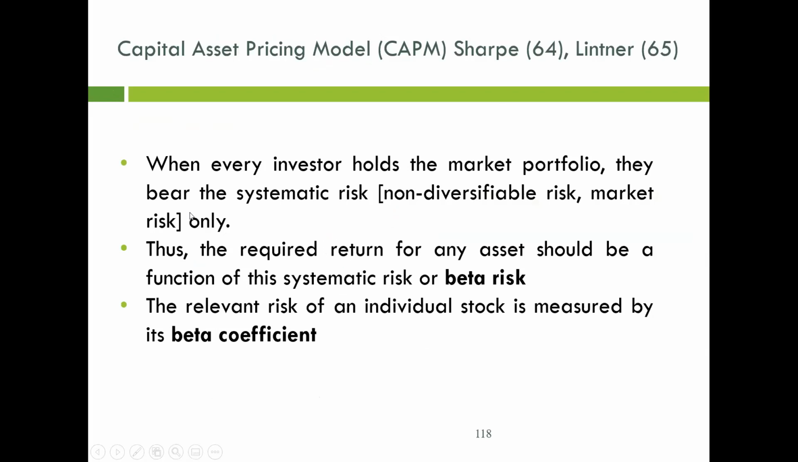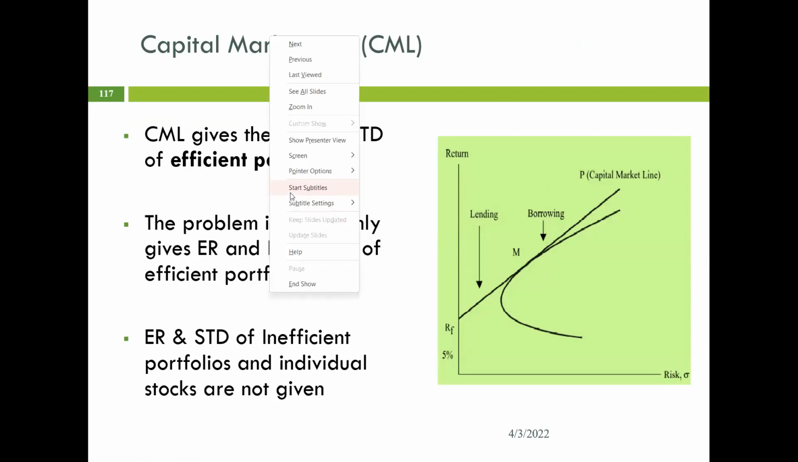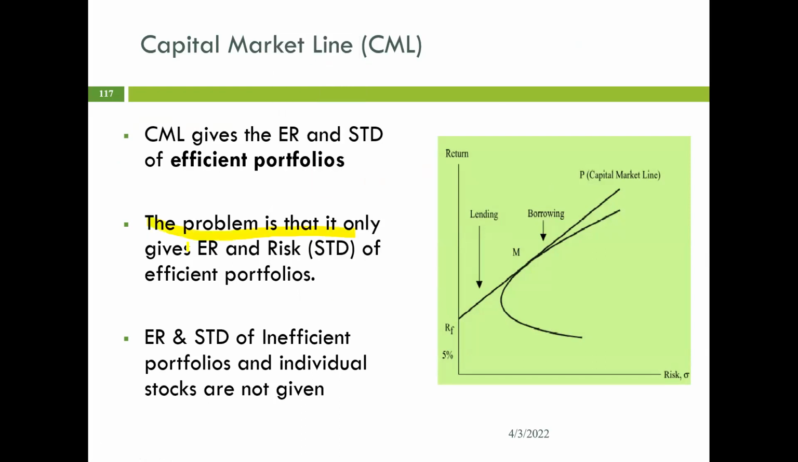Right? The capital market line gives the expected return and standard deviation relationship for the efficient portfolio. The problem is that it gives the expected return and standard deviation of the efficient portfolio only. So the expected return and standard deviation of inefficient portfolios and also individual stocks are not given.